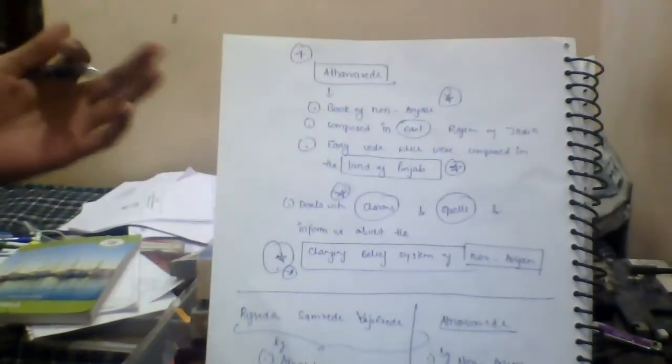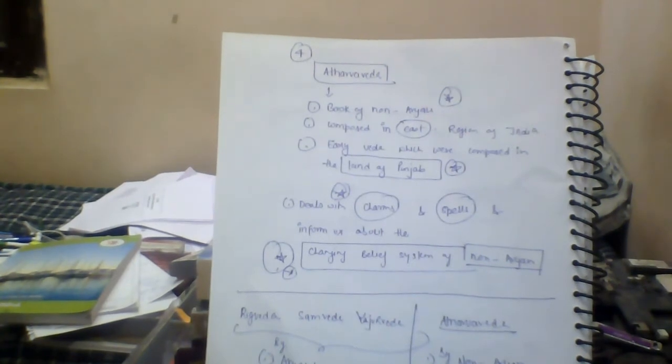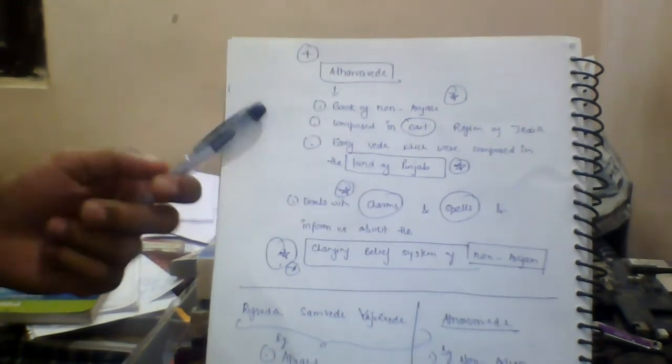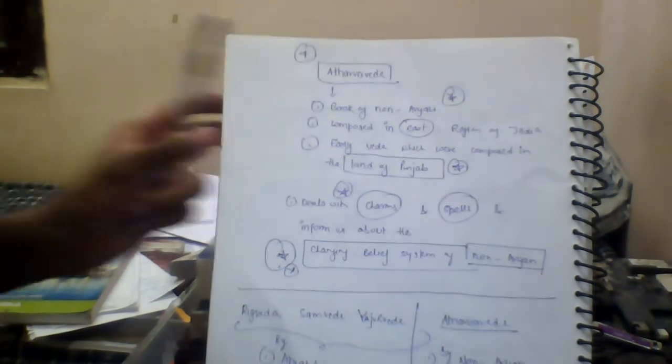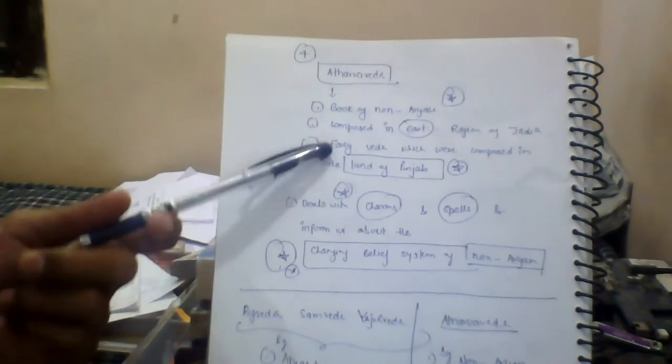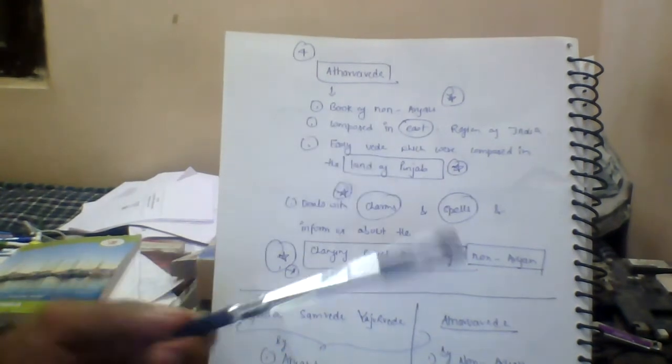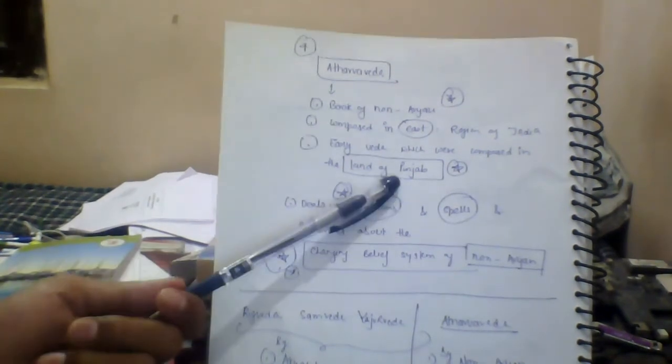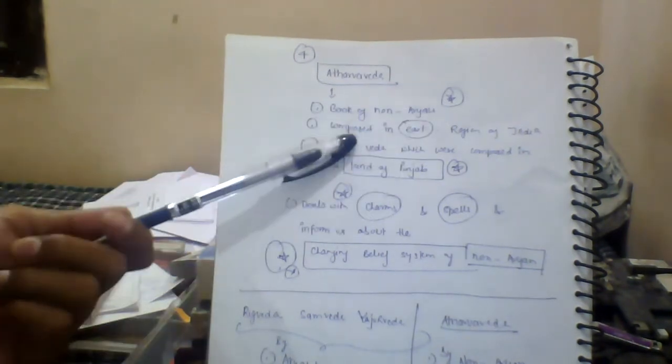Then comes the fourth Veda, which is Atharva Veda. Atharva Veda is the book of non-Aryans, so all the other three Vedas are books of Aryans, but Atharva Veda, you have to remember this, is the book of non-Aryans. The thing is that Atharva Veda is composed in the East, whereas the other three are composed in the land of Punjab, around the banks of Sindhu and all those rivers.